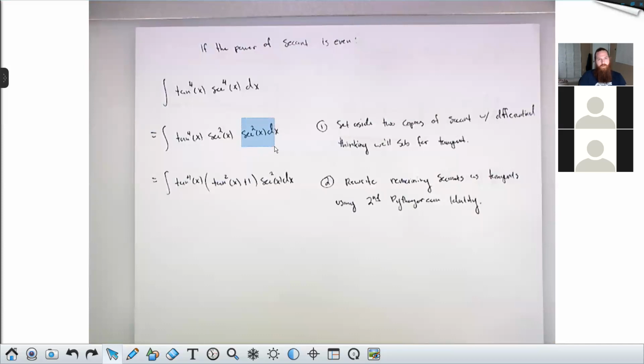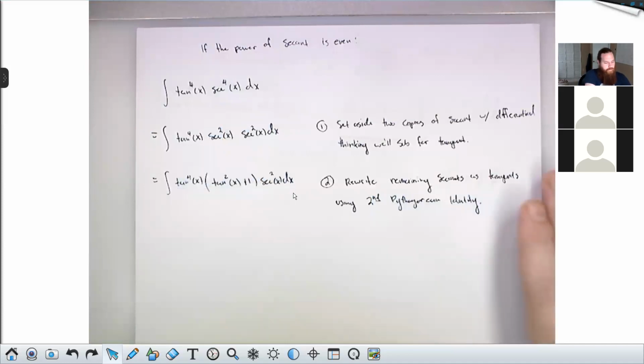So when I set aside 2 of these, because the power was originally even, I'll have an even power left. And that even power of secant can always be rewritten in terms of tangent using that Pythagorean identity. Which means now we're ready to substitute for tangent.